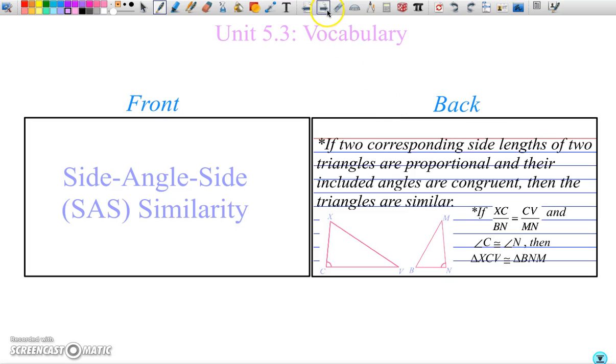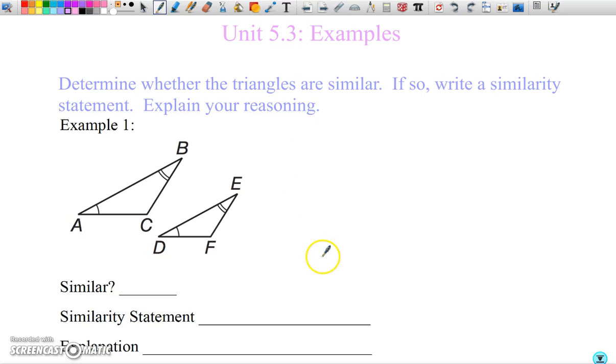All right, so now I'm going to get into a couple of examples and talk about how are they similar, how do we know, and what's their similarity statement. So for this first example, you can actually find this on Edmodo. I put a hard copy of this, so you can print it out. You don't have to redraw all of these. So I would recommend printing that out ahead of time.